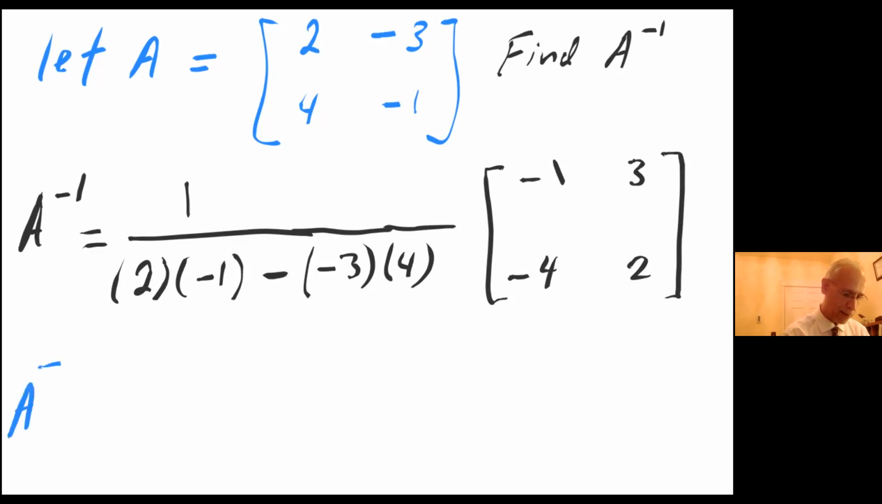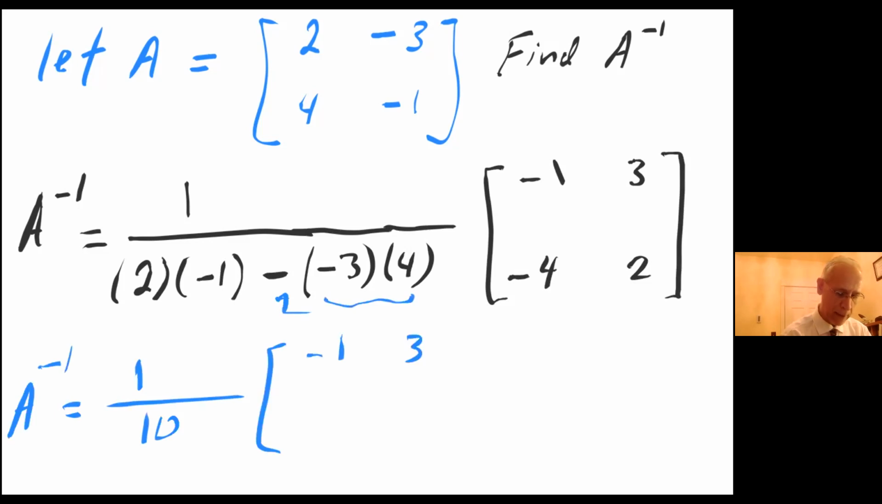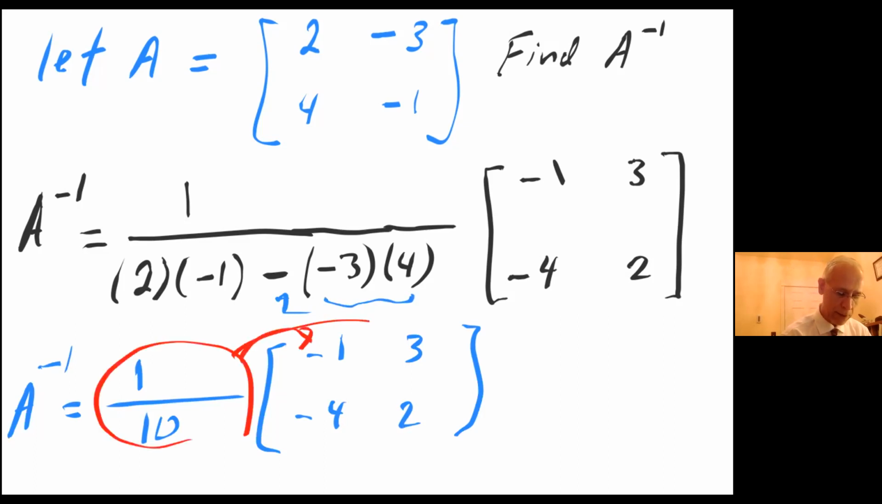First of all, I have 1 over 2 times -1, which is -2. Then -3 times 4 gives me -12. Then I have a negative here, so +12, and then subtract 2. I get 1 over 10 times -1, 3, -4, 2. So I'm multiplying this scalar of 1 over 10 by the matrix. So let me go to the next page. And so multiplying this number by this, by this, by this, and by this.